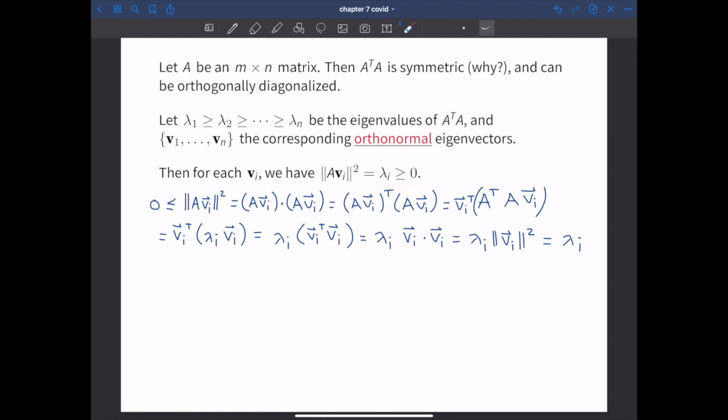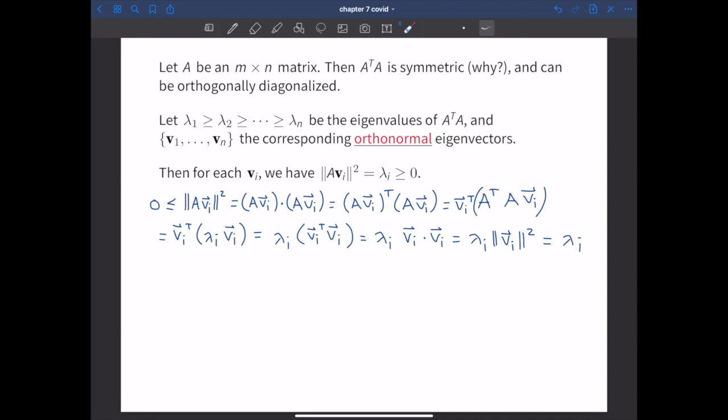Now, for an arbitrary square matrix, it is quite possible that you're going to get negative eigenvalues. We've seen examples of where that happens. But what we've proven here is that if the matrix is of the form A transpose A, then the eigenvalues all have to be non-negative. So that's a special feature about matrices that look like this.